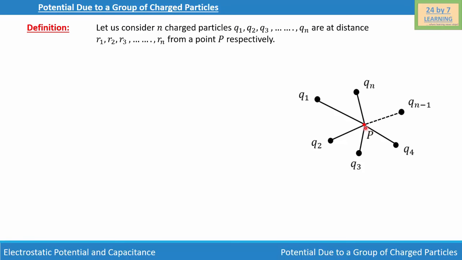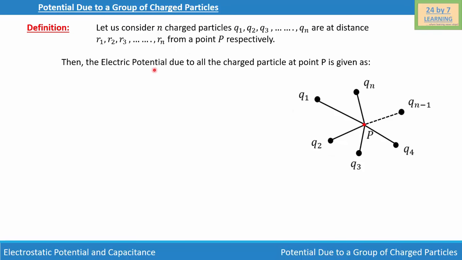So here is my point P and I have all the charged particles q1, q2, q3, q4, qn minus 1 and qn. So we have n charged particles right here and they are respectively r1, r2, r3, ..., rn distance apart. Then the electric potential due to all charged particles at point P is given as V is equal to V1 plus V2 plus V3 plus ... Vn, where V1, V2, V3 and Vn are basically the electric potential due to charged particles q1, q2, q3, ..., qn at a distance r1, r2, r3, ..., rn apart from point P.